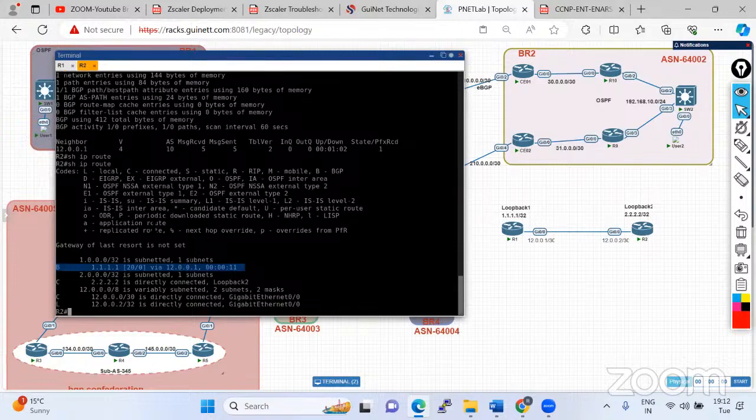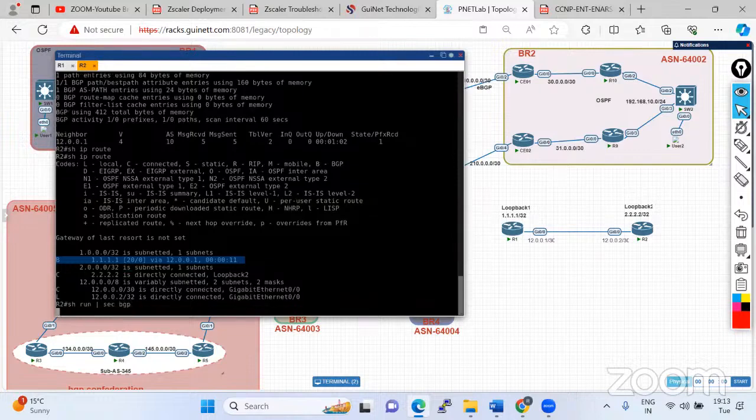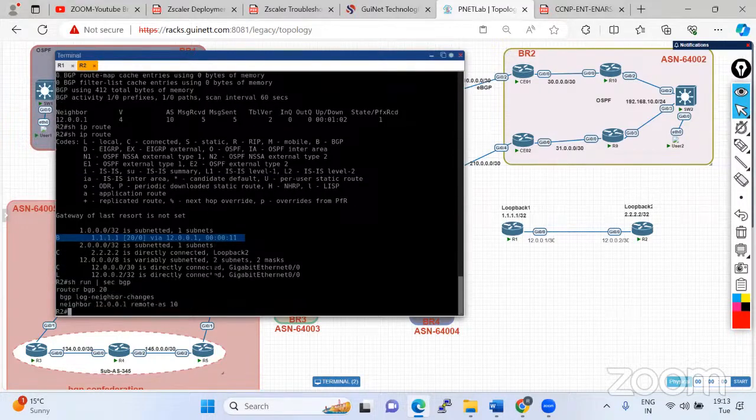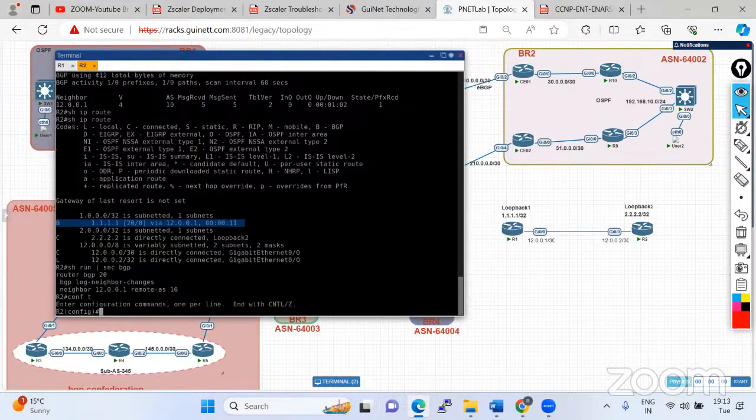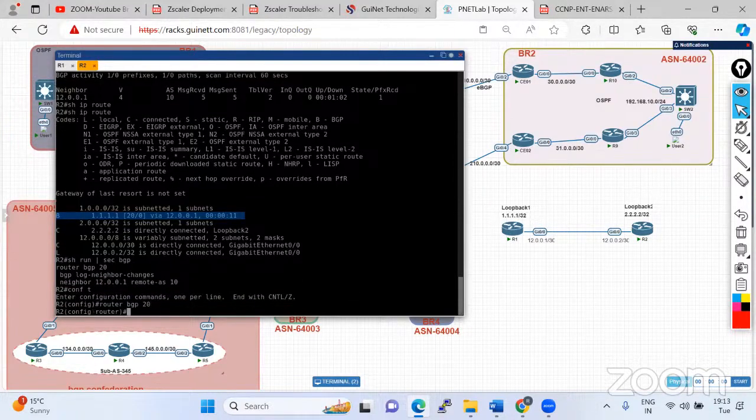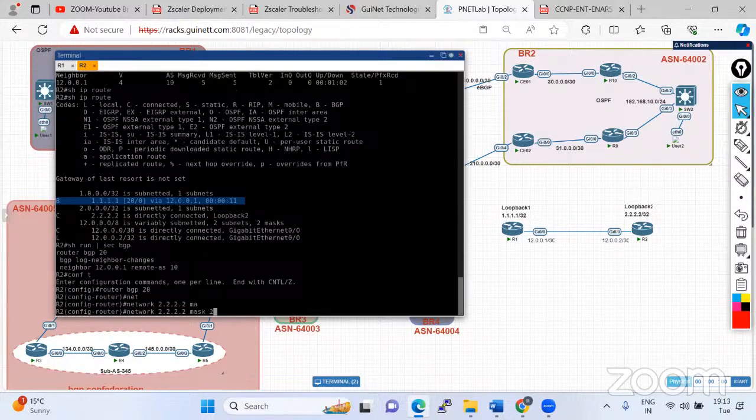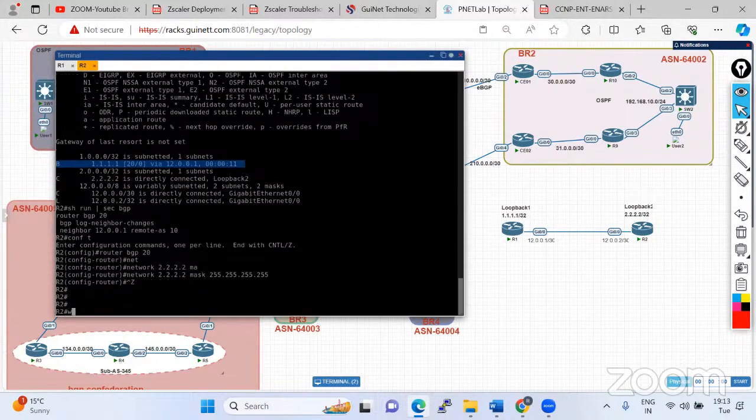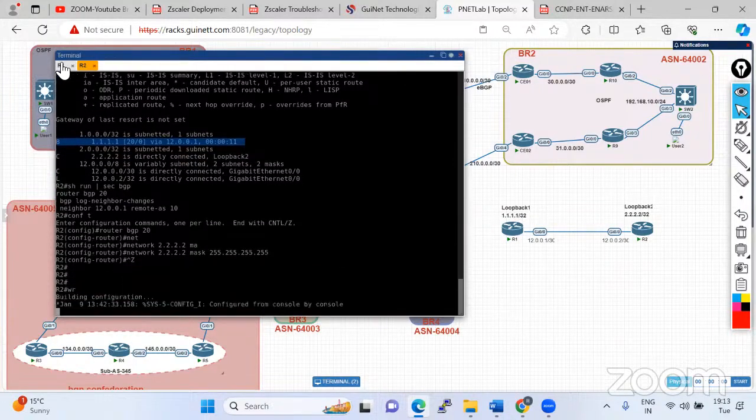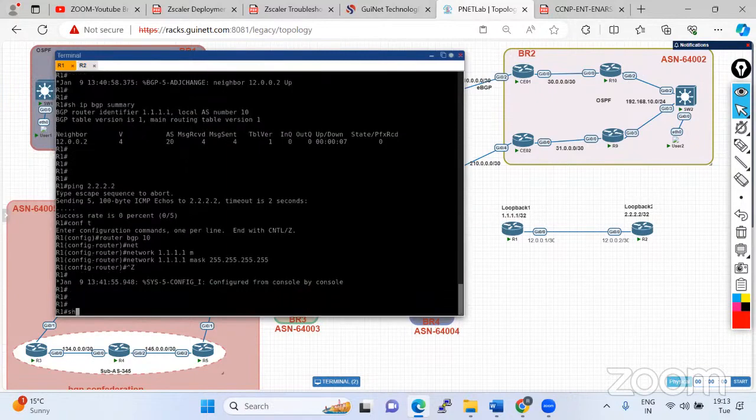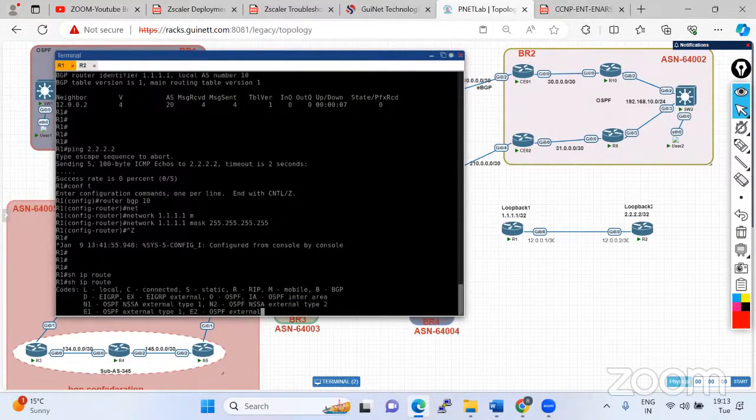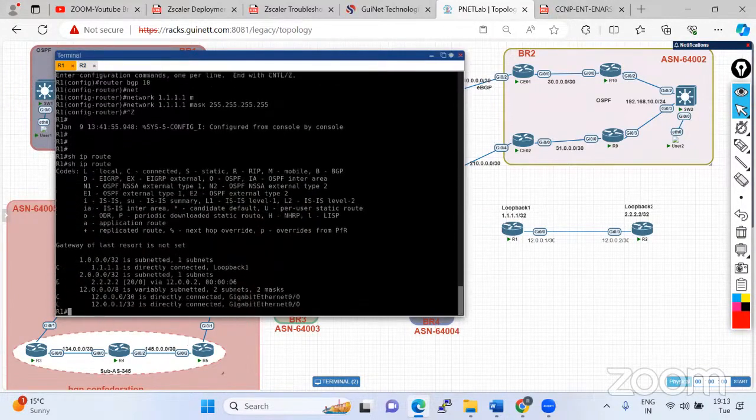Similarly, if I go on the R2 BGP configuration, run section BGP, and I'll advertise the R2 loopback. So router BGP AS number is 20, and I'll just go in 2.2.2.2 and mask 255.255.255.255. Then it is going to be available in show IP route. It is going to show the two routes also.